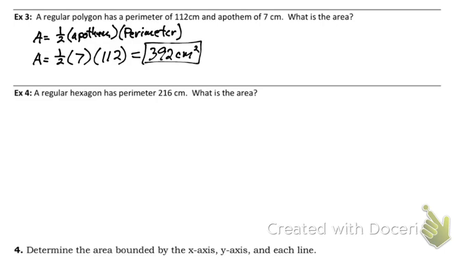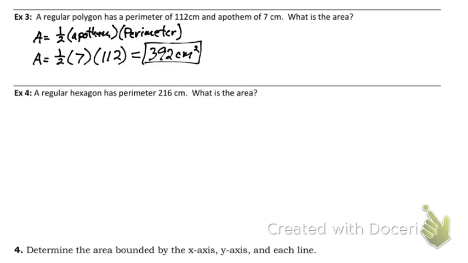So that's going to be the difference between an easy problem and a hard problem. If you didn't know that it is times perimeter, you're going to have to start looking at how many sides do I have, what are the lengths of each side, and you're going to create a very difficult problem for yourself. So know that formula.